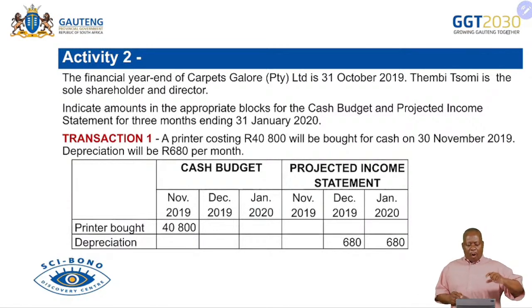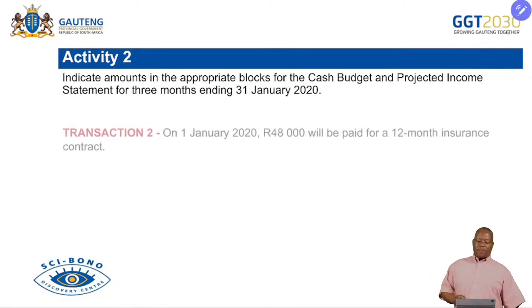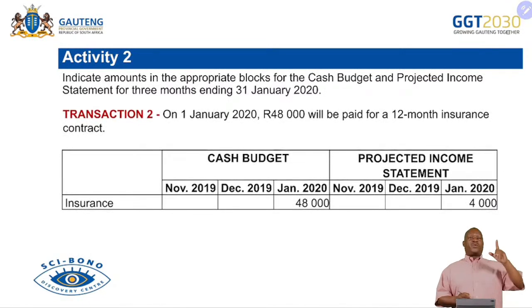But now, where is the amount going to appear in the cash budget? Only in November, because the payment was done on 30 November. Was the payment done in December again? No. Was it done in January? No. But when it comes to the depreciation, where is it going to appear? Remember the asset was bought on 30 November, so it was never used in November. So the expense starts in December, January going forward. Straightforward. Let's move on to the next one. Transaction number 2. We are doing the same thing.